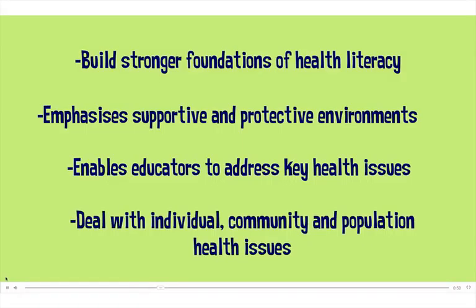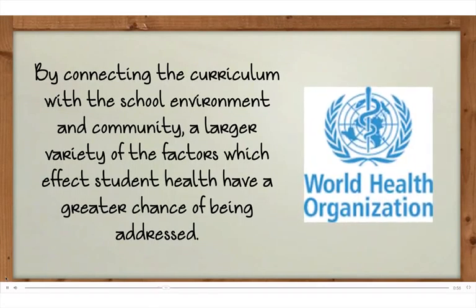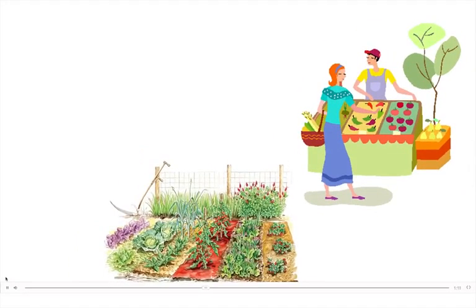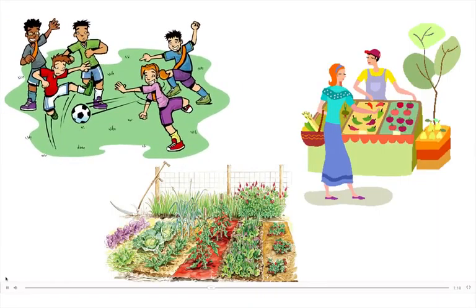Lee 2015. The World Health Organization suggests that by connecting the curriculum with the school environment and community, a larger variety of the factors which affect student health have a greater chance of being addressed than if only explored through the classroom curriculum. There are many ways that schools can get involved with the local community to promote healthy eating. For example, the school could host a health day and invite members of the community to participate. This could involve students preparing healthy snacks that can be purchased, games that children can play, and the construction of a fruit and vegetable patch in the school grounds.